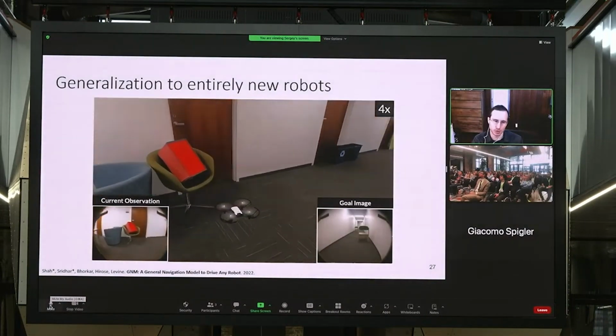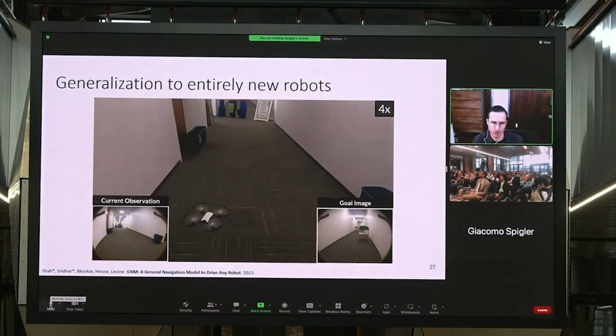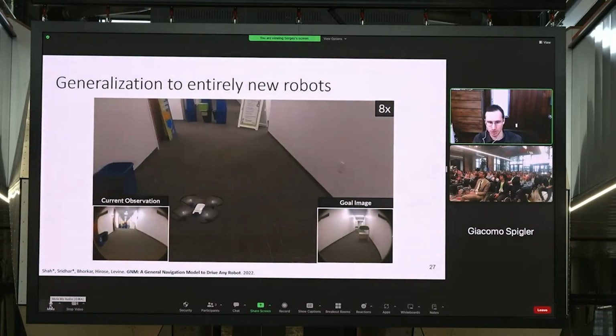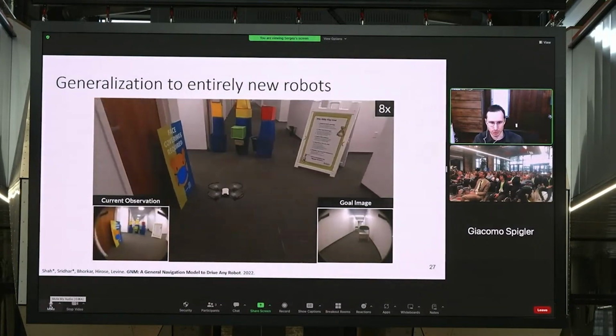And here's again that video of the drone. So here you can see the current observation in the bottom left, the goal image in the bottom right, and it's successfully flying the drone through a hallway.